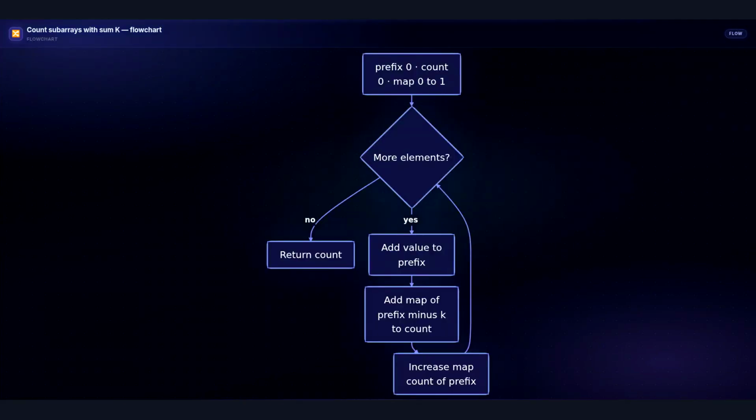The full flow. Start prefix and count at 0 with the map holding prefix 0 once. For each element, extend the prefix, add the stored count of prefix minus k into the answer, then bump the map count for this prefix. When the array ends, return the count.